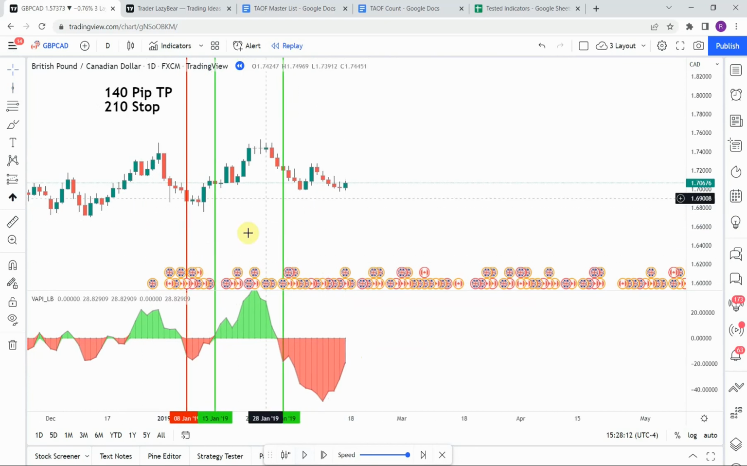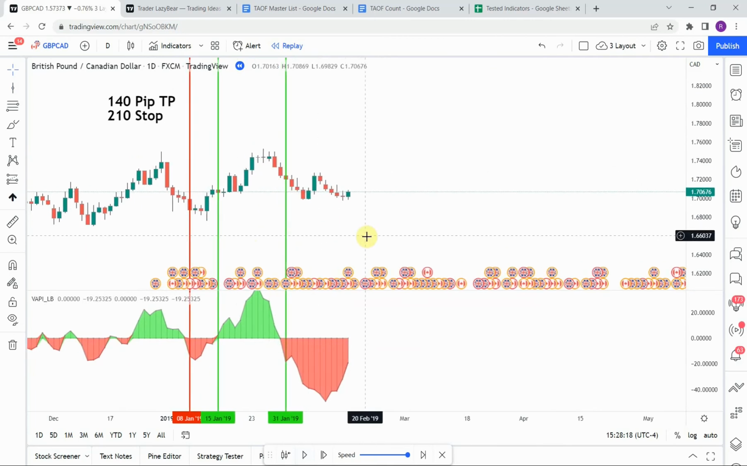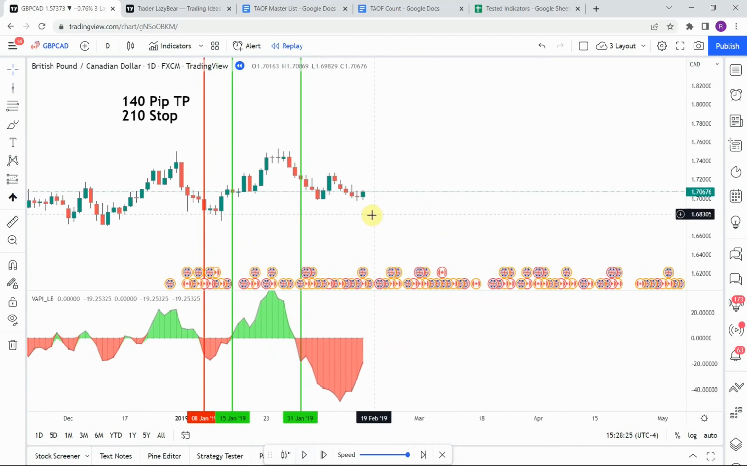All right, the next signal that we pick up is a short signal, and we again get a really nice push to the downside there, and that one does come down and hit our take profit as well.